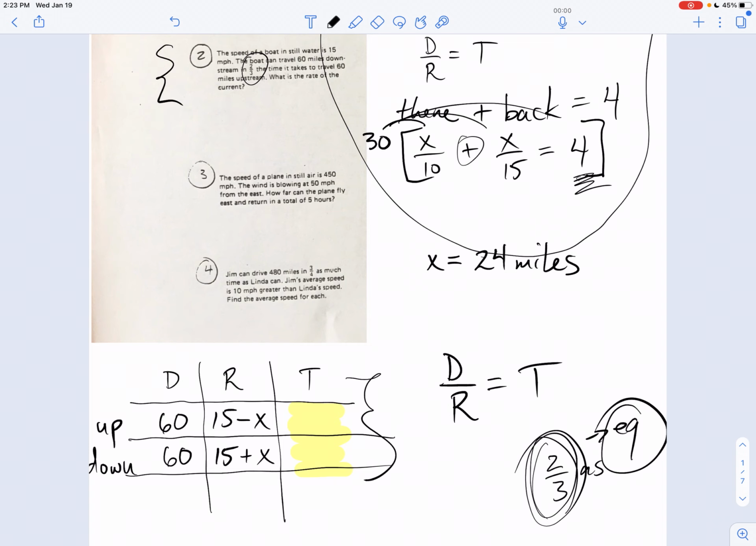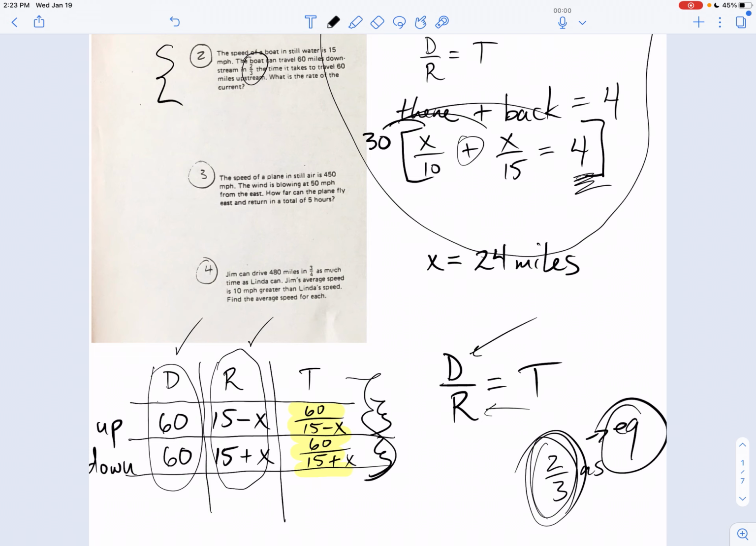Do I have the D column filled in? Yes. Do I have the rate column filled in? Yes. I'm going to go distance divided by rate. It's going to fill in my time box. So distance divided by rate equals time. The time it took to go upstream: distance divided by rate.